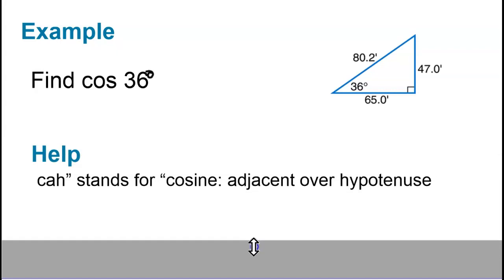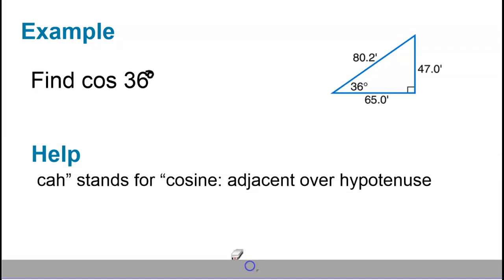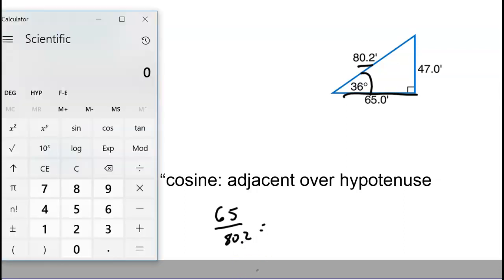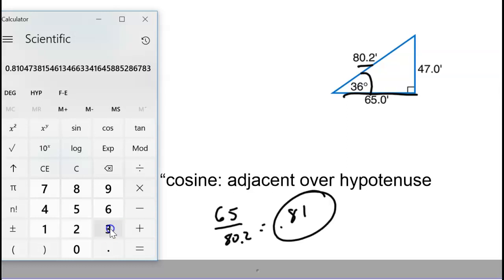Okay, so remember cosine, COS, stands for adjacent over hypotenuse. And so from our perspective standing on this angle, we're going to look at the adjacent, which is 65, over the hypotenuse, which is 80.2. And we'll come up with a value: 65 divided by 80.2 equals 0.81. Okay, and that is how to do cosine.